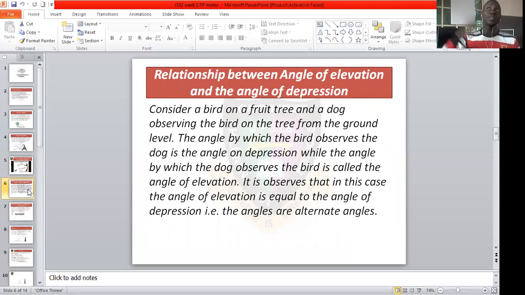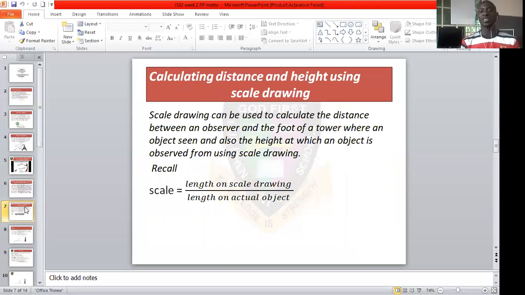In this case, whereby you are observing an object and the object is also observing you, the angle by which you are observing each other is also equal. I believe you understand that now. So let us take how to calculate distance using scale drawing.